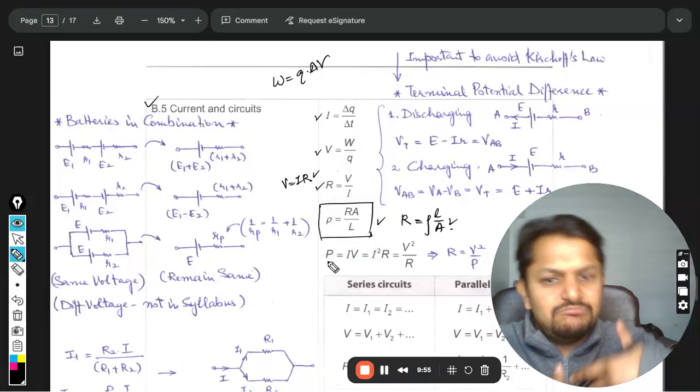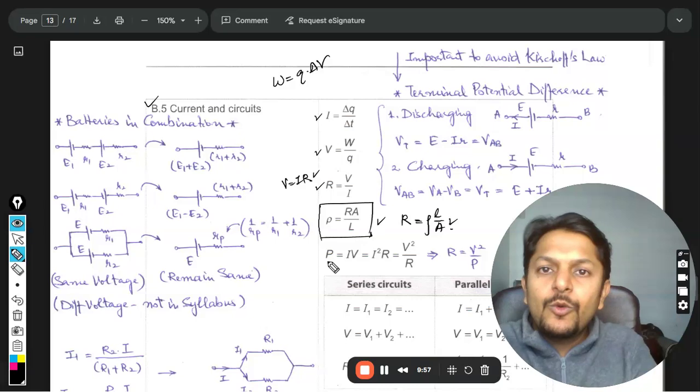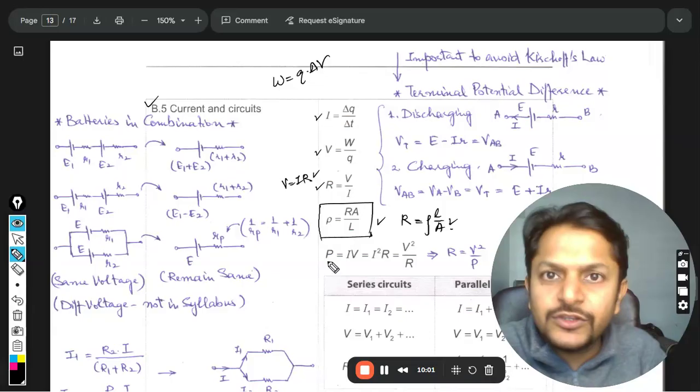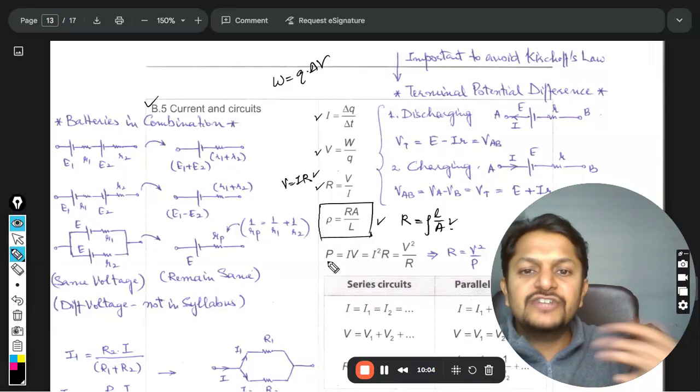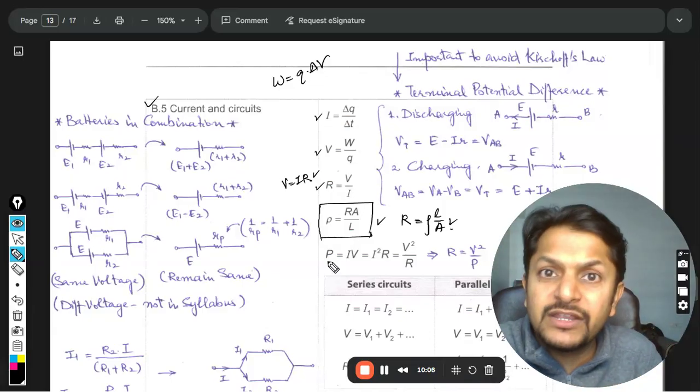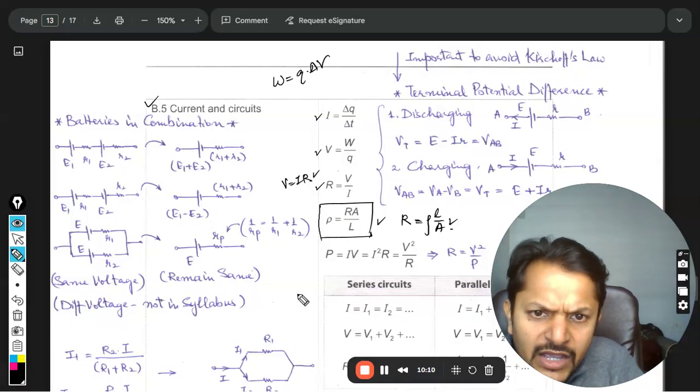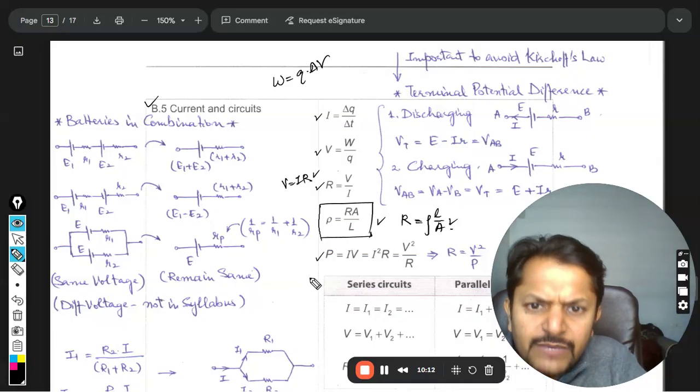So you can just expect any other question on this. Find the ratio of the resistivities for the two types of materials, or find the ratio of the resistances of two different materials, like that. So this is very famous for the ratios.